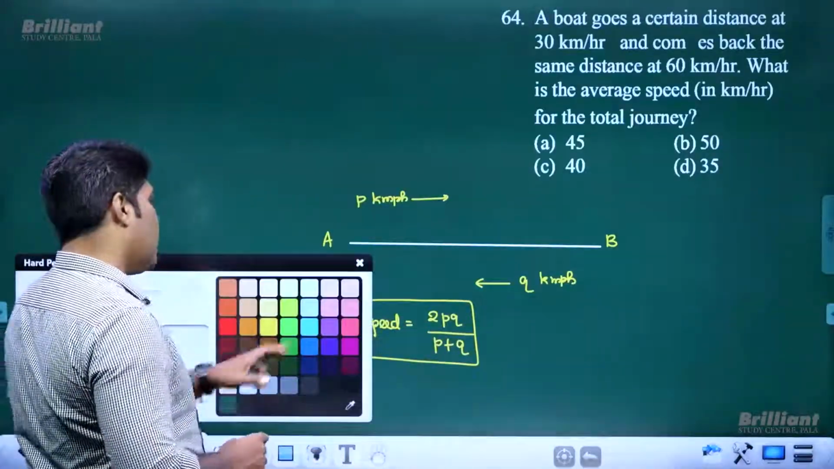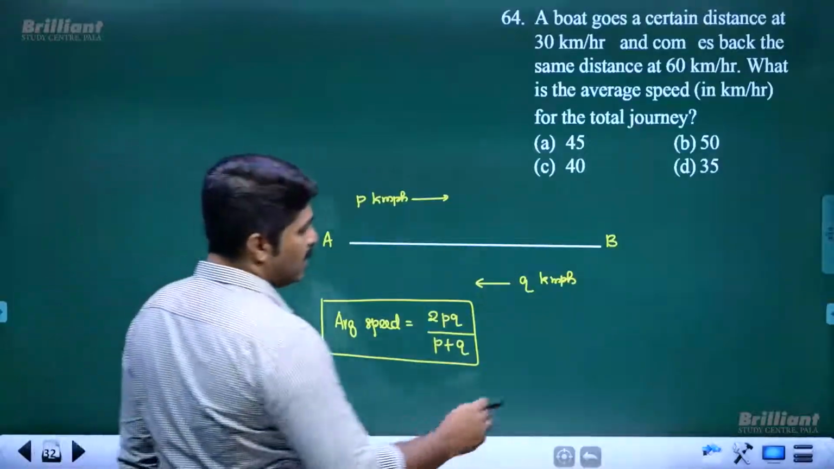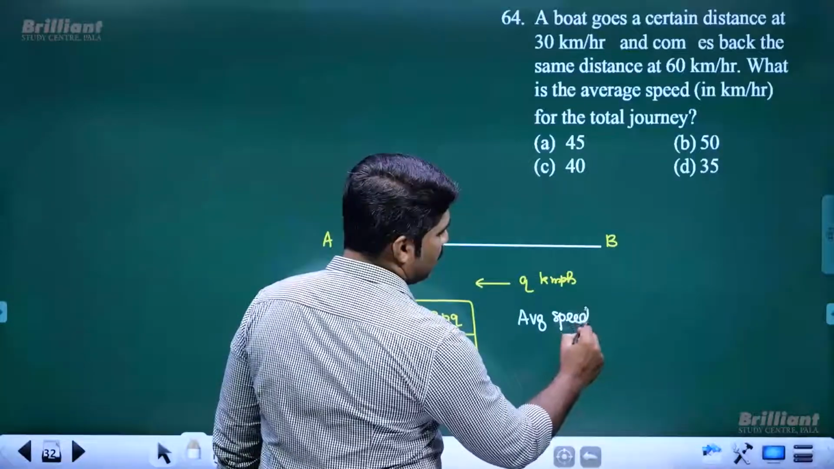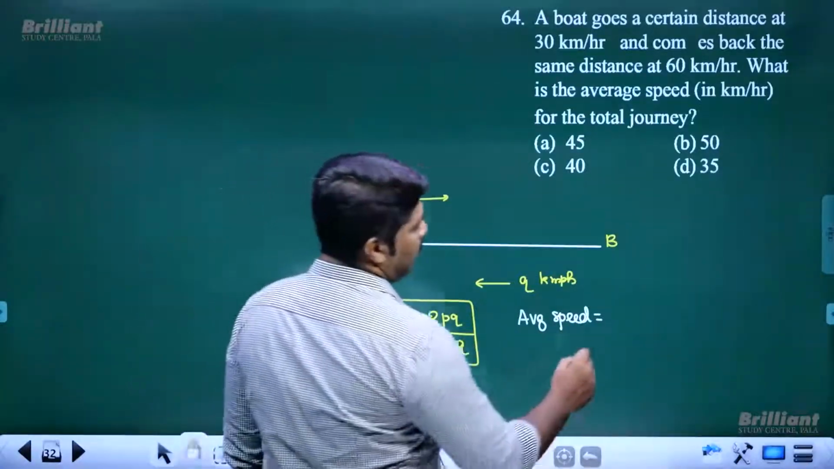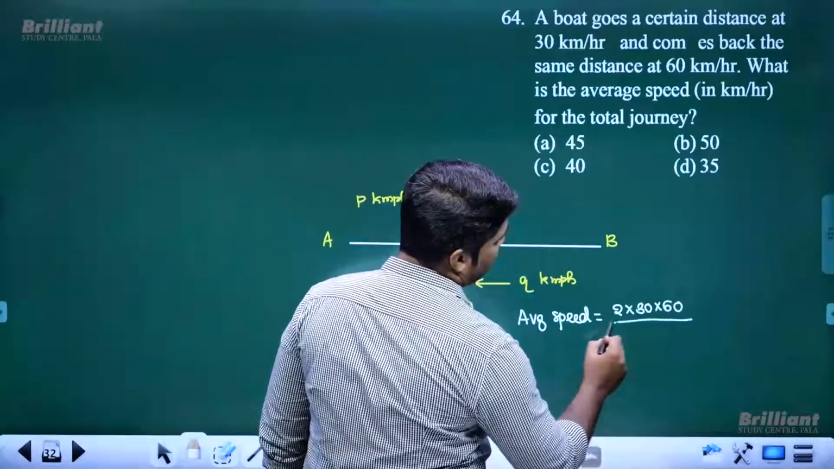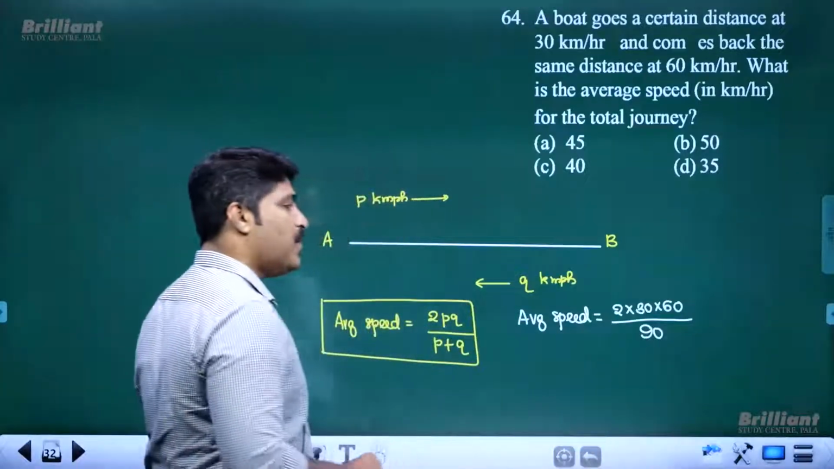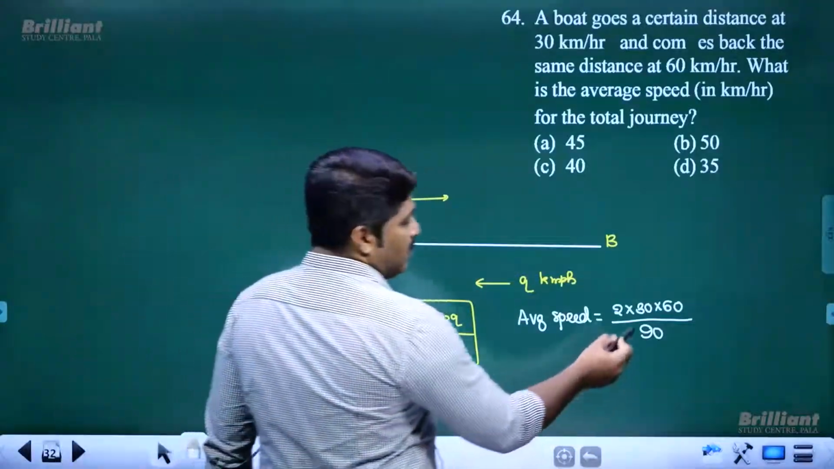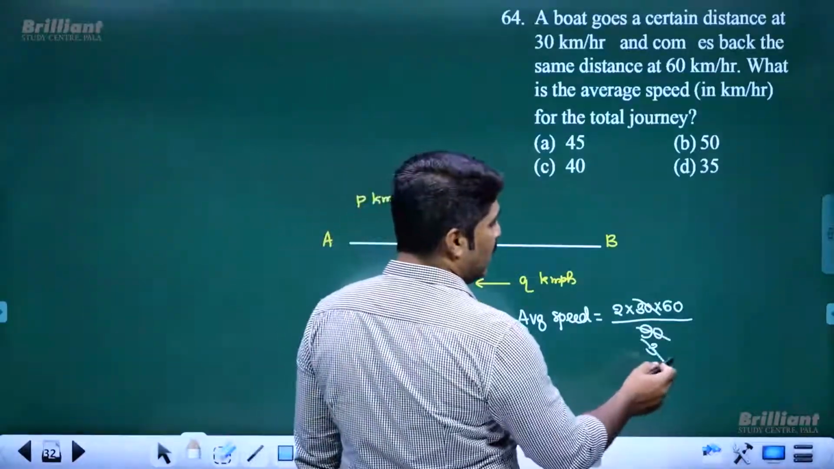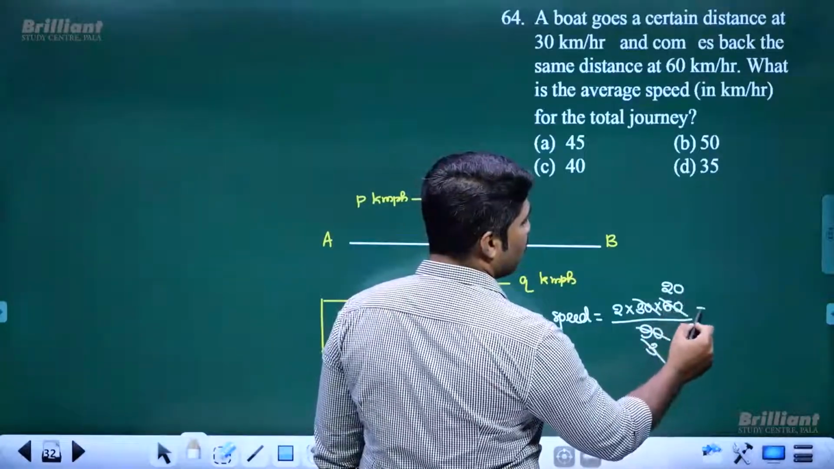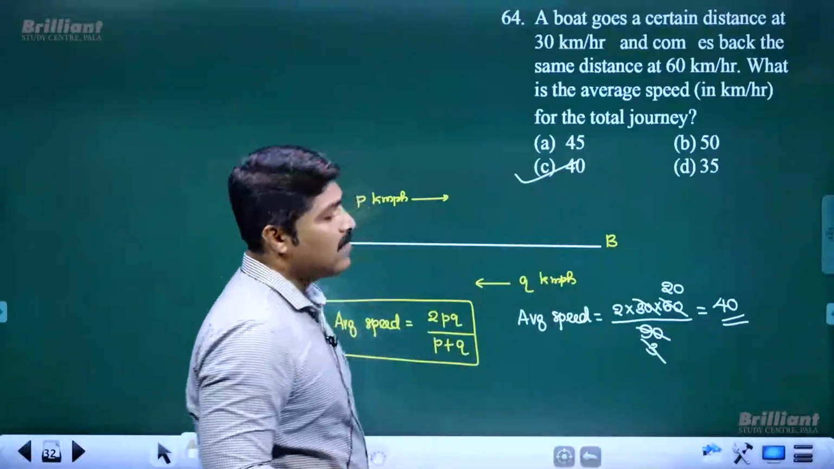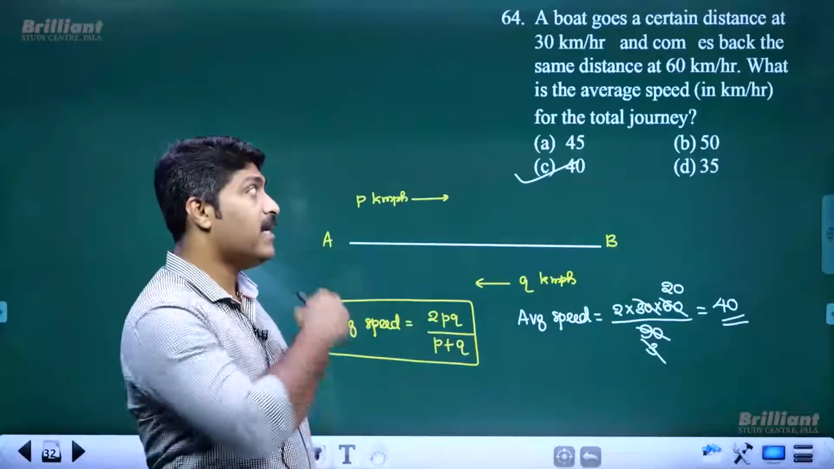If you apply the same result for finding the average speed in such a context, apply those values here: 30 and 60. That means 2 into 30 into 60 divided by 30 plus 60. What is 30 plus 60? 90. We can simplify it: 3 times 30 is equal to 90, and 3 we can cancel here, that is equal to 20. Therefore 2 into 20 is equal to 40 kilometer per hour. That's the average speed of this entire round trip.